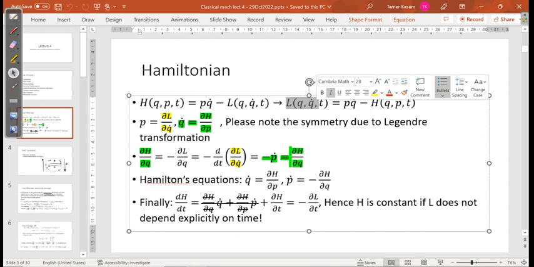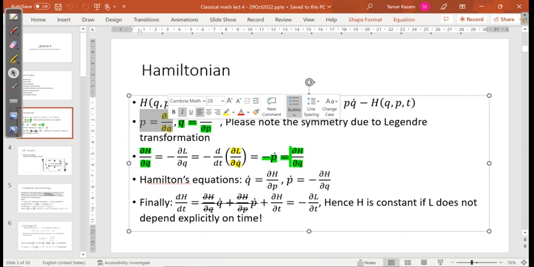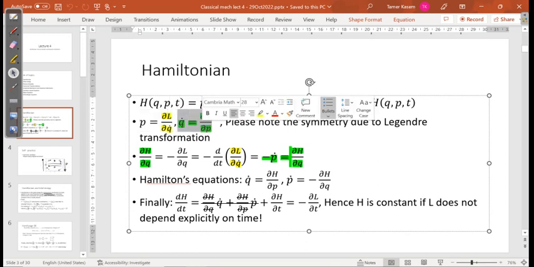The most important here is the definition of the generalized momentum P, or the canonical momentum. It is partial L by partial Q dot. Of course, this is the first. This is an important equation. The second one is Q dot, which is partial H by partial P. The second one, which is the green one, follows from the first one by symmetry.